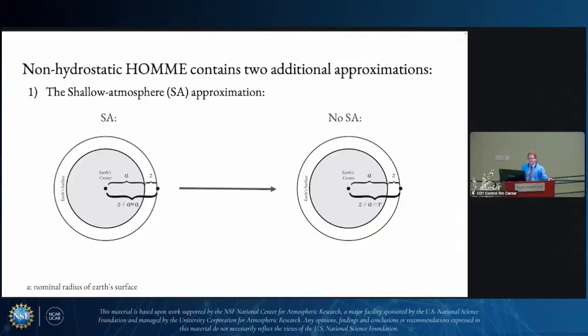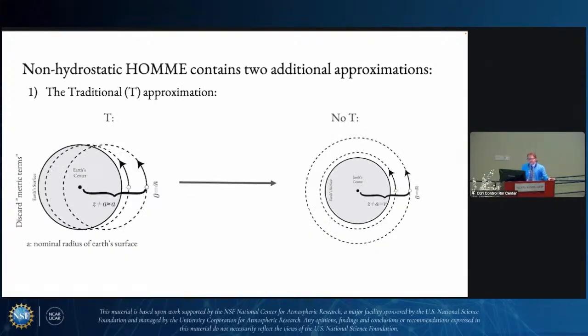The first one is the shallow atmosphere approximation. Assume that the distance between the center of the Earth and a point in the atmosphere is equal to some nominal value, 6,371 kilometers, for example. And as a consequence, you assume that gravity is constant throughout the atmosphere. But when you make this choice, you also have to make a couple of other things to make angular momentum transport work out. So the metric terms you need to keep for a parcel that's not moving radially along a surface changes, and you have to discard those.